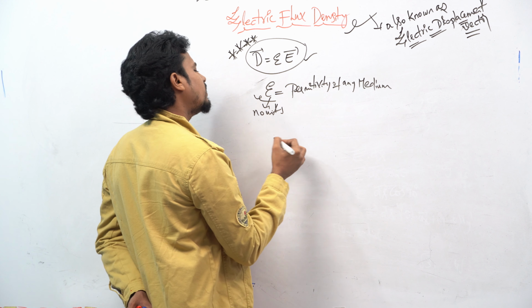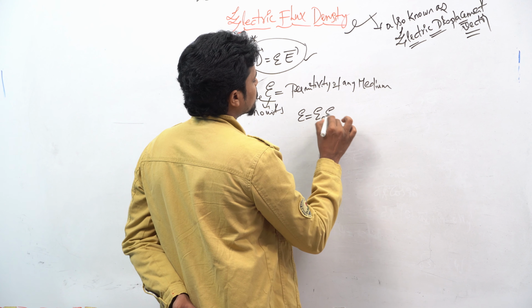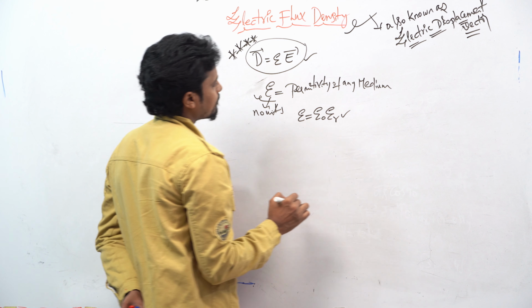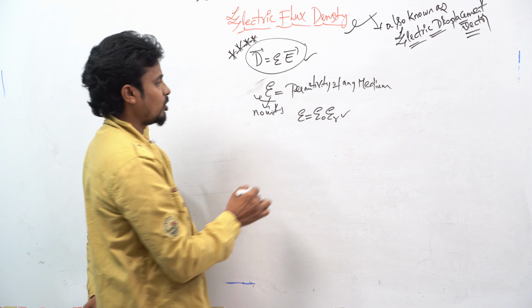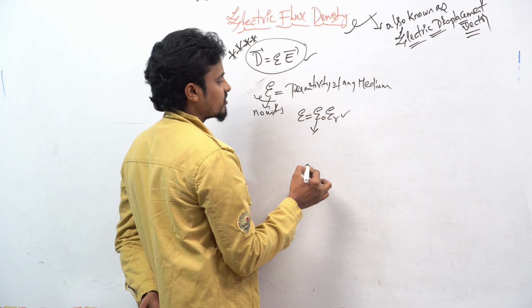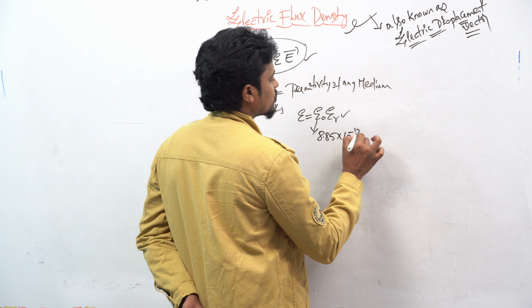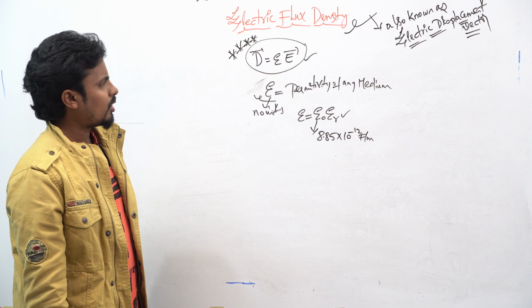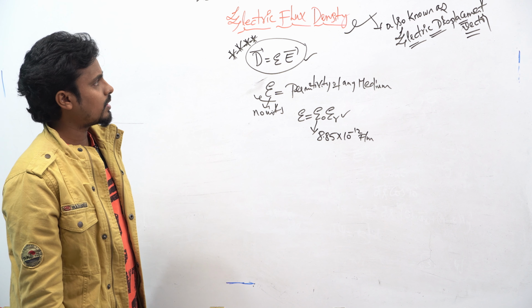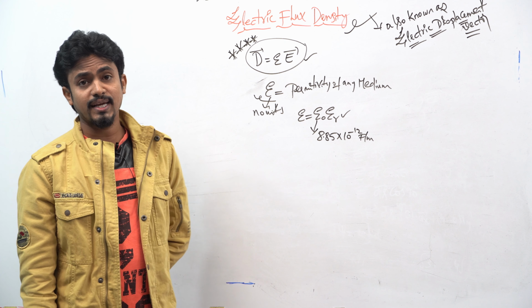And epsilon can also be written as epsilon naught times epsilon r. What is the value of epsilon naught? You already know it from a couple of sessions. It is 8.85 times 10 to the power of minus 12 farad per meter. Now let's see some simple concepts based on flux, and how this electric flux density is used.